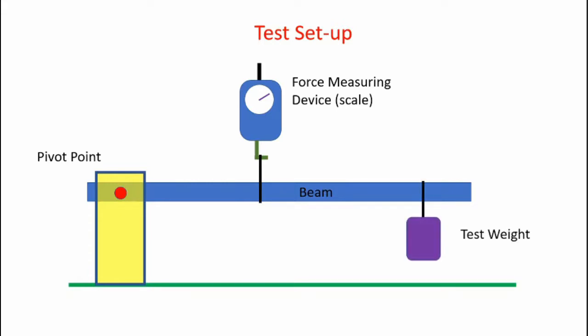Then I'm going to hang one or more test weights from the beam at various locations to see how the supporting force changes depending on the weights and positions of those test weights. Now, the test weight is going to create a clockwise moment around the pivot point. And in turn, the scale will be pulling upwards to counteract that moment, and it will create a counterclockwise moment. Now, since it's a static problem where the beam isn't moving, the moment in the counterclockwise direction needs to equal the moment in the clockwise direction.